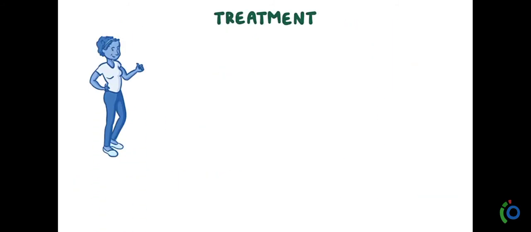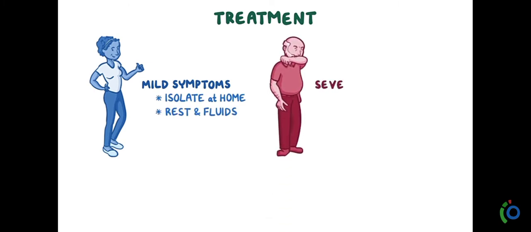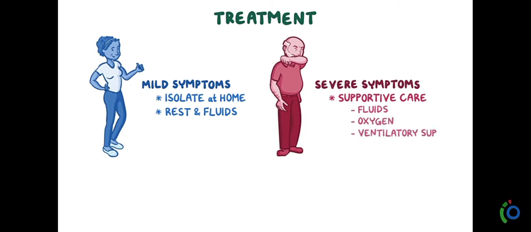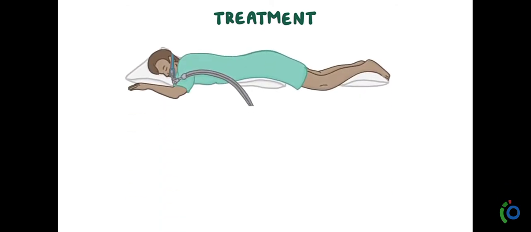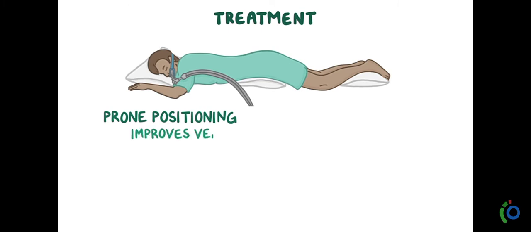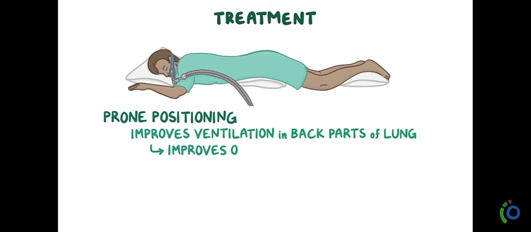In terms of treatment, individuals with mild symptoms should isolate themselves at home so they can improve with rest and fluids. For those with severe symptoms, treatment is focused on supportive care such as providing fluids, oxygen, and ventilatory support for really ill people. Also, recent studies have found that those requiring supplemental oxygen or ventilator support may benefit from being placed in a prone position, or lying face down on the bed. Prone positioning has been found to improve ventilation in the back parts of the lungs, which improves the oxygen saturation and might even reduce the need for intubation.